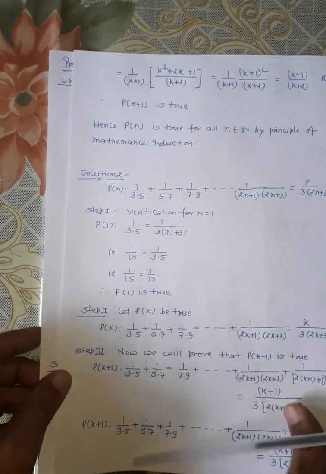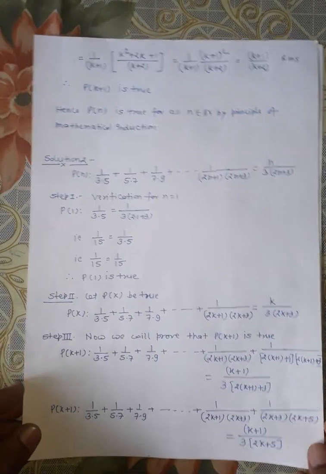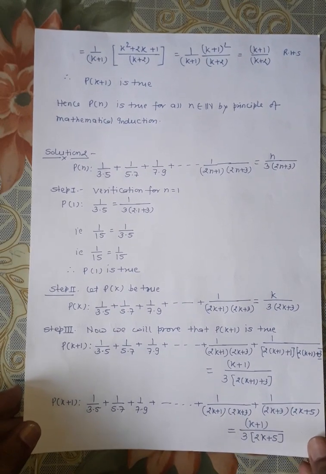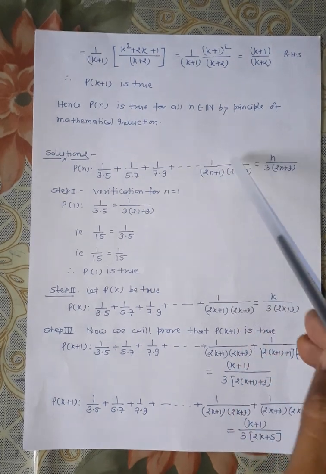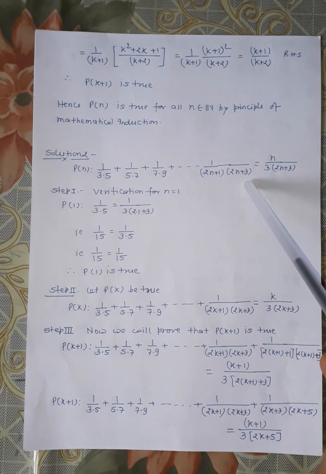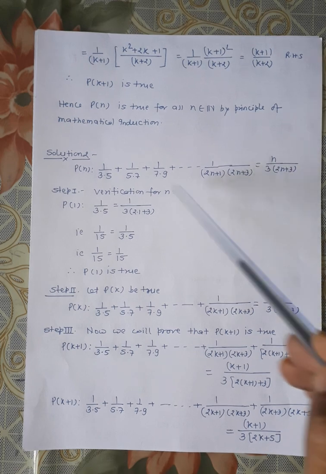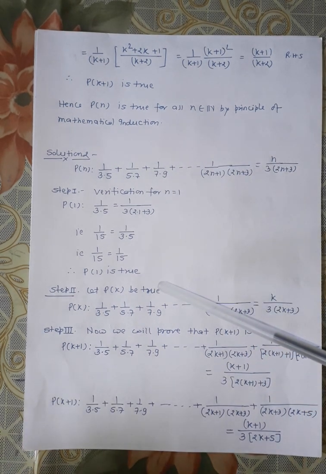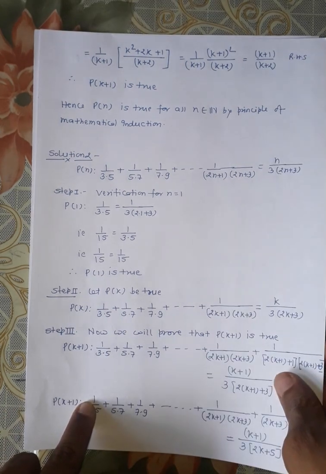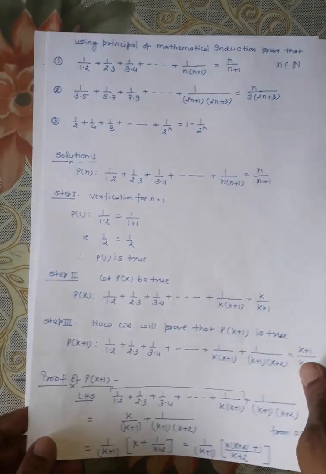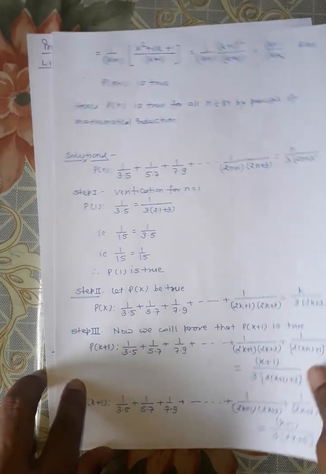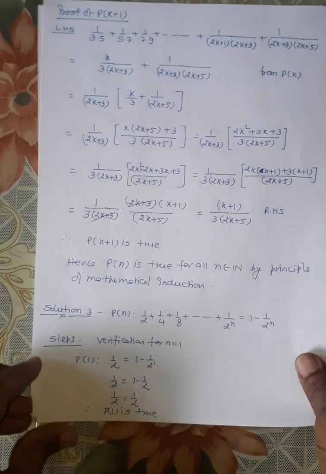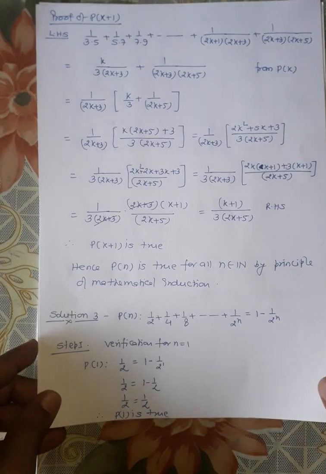Now coming on to the second question, which is of a similar type. You see, 1 upon 3 into 5, 1 upon 5 into 7, 1 upon 7 into 9, and so on, up to 1 upon (2n plus 1)(2n plus 3), equal to n upon 3(2n plus 3). So the same approach will be followed as we have followed for the solution of the first question. So the same will be applicable in question number 2. I have solved it. You can go through it on your own. Now I am going to explain the third question. Second one you try to understand on your own.